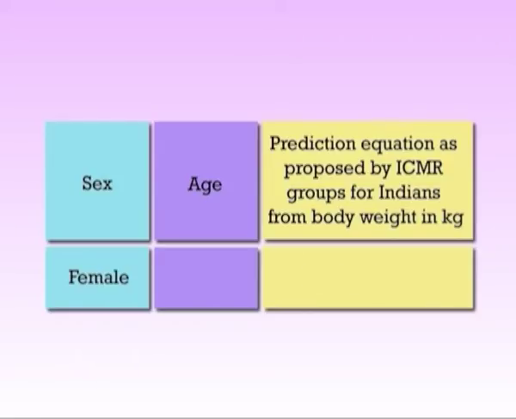And for female between 18 to 30 years of age, the equation is 14 multiplied by weight in kilogram plus 471. For age between 30 to 60, the equation is 8.3 multiplied by weight in kilogram plus 788. And for age greater than 60, the equation is 10 into weight in kilogram plus 565.